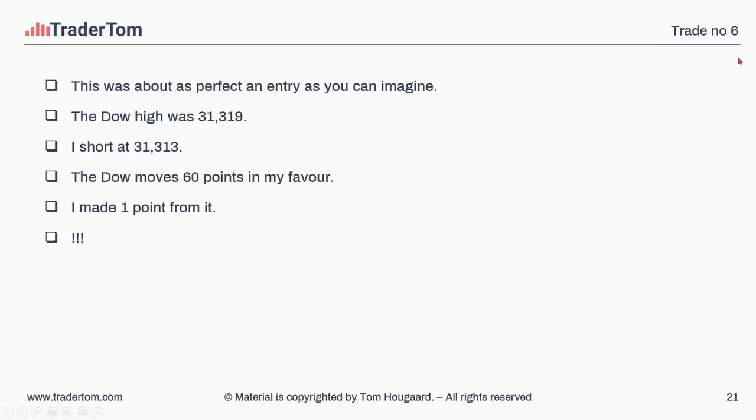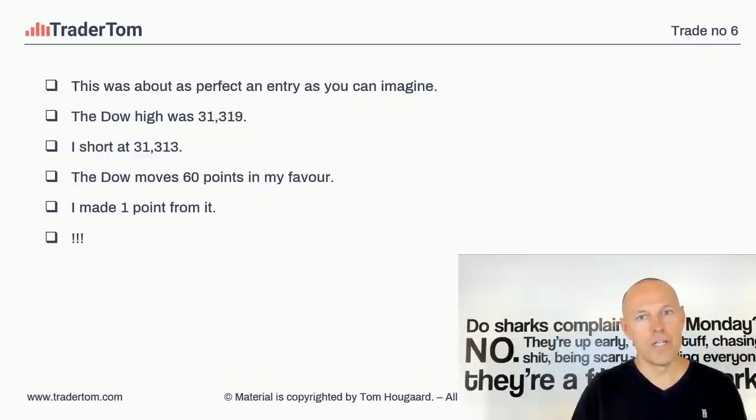The next trade, which is actually trade number 6. This was about as perfect an entry as you can imagine. The Dow high was 31,319, and I actually short at 31,313, and the Dow moves 60 points in my favor. Unfortunately, I only make 1 point.